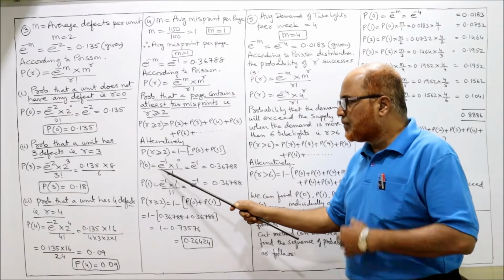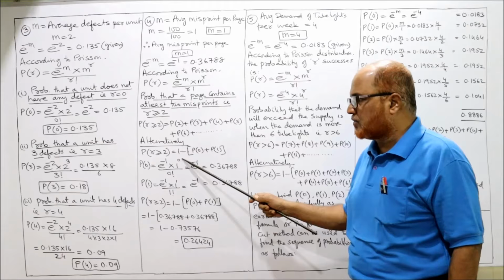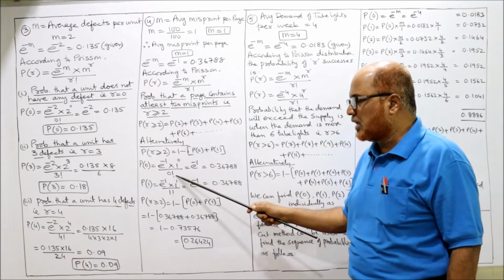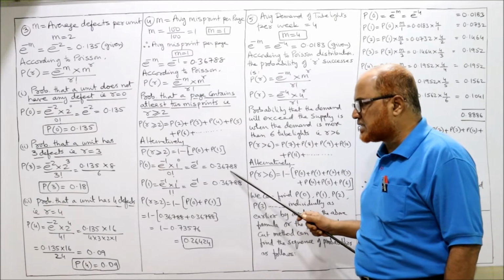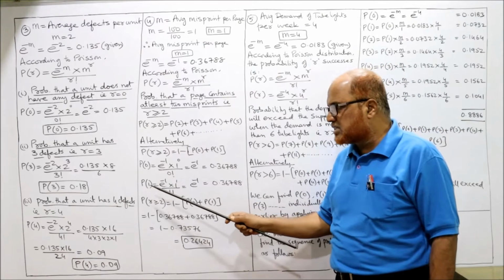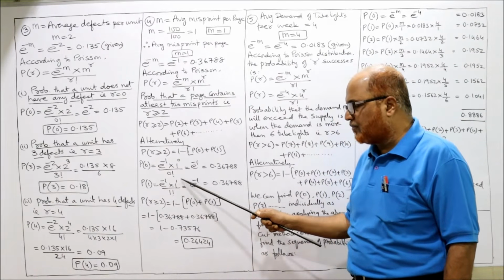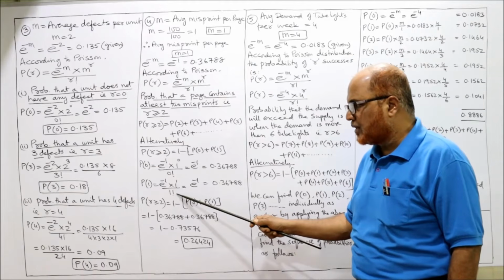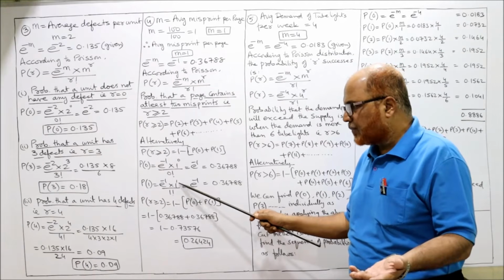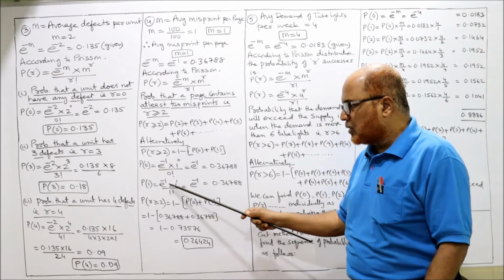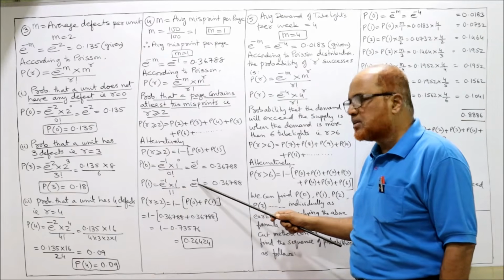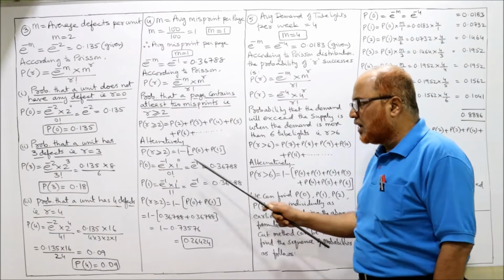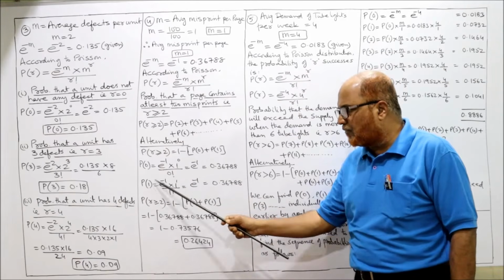So P of 0 is e to the power of minus 1 into 1 to the power of 0 by 0 factorial. 1 to the power of 0 is 1, and 0 factorial is also equal to 1. So it remains e to the power of minus 1, 0.36788. This is P of 0. P of 1 is equal to e to the power of minus 1 into 1 to the power of 1 by 1 factorial. 1 to the power of 1 is 1 only, and 1 factorial is also equal to 1. So e to the power of minus 1 into 1 is e to the power of minus 1, the same value 0.36788. P of 0 is this one, and P of 1 is also the same.